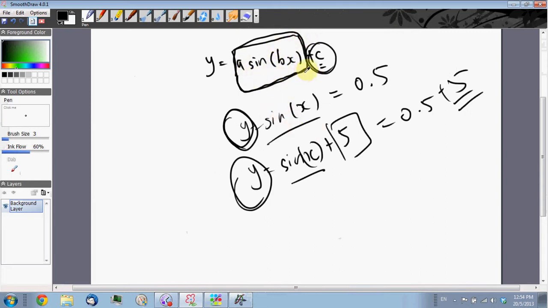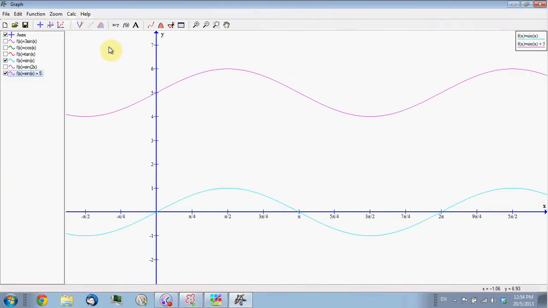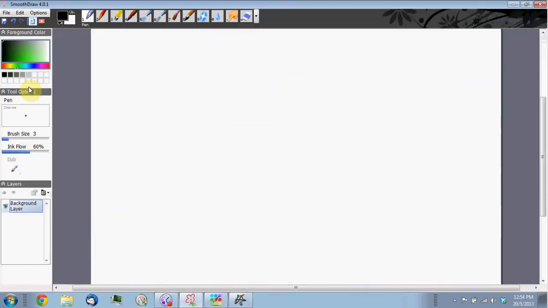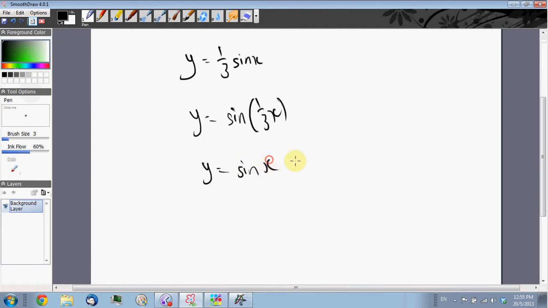Okay, now one more question is, what if we have numbers like this? What if a is less than 1? Like if y equals 1/3 of sine x, or y equals sine of 1/3 of x, or y equals sine of x plus 1/3, which is the same, just adding 1/3. But more importantly, this too.